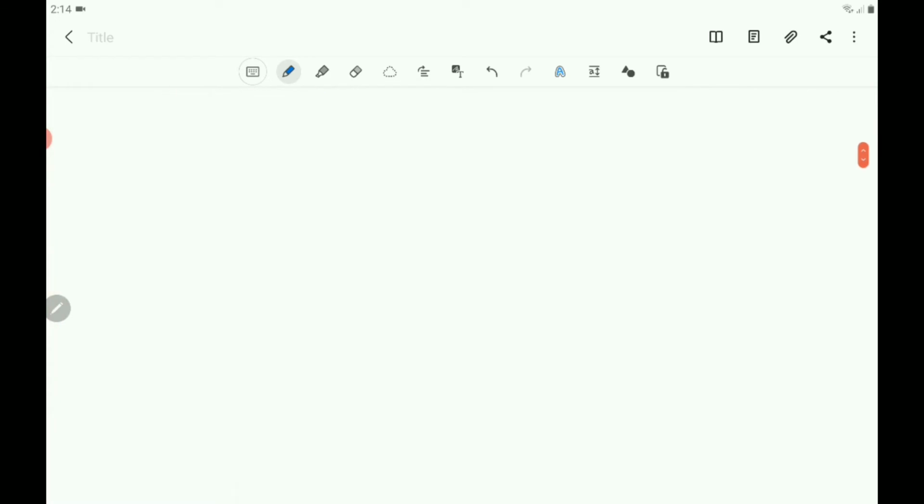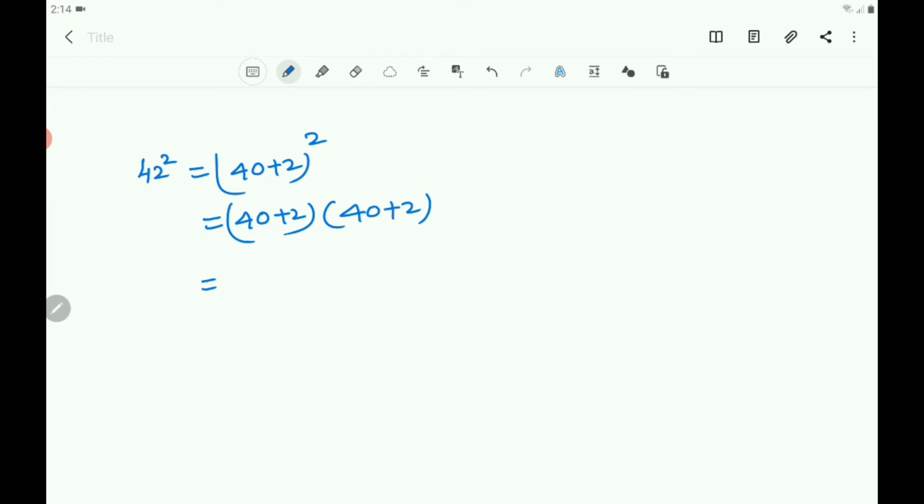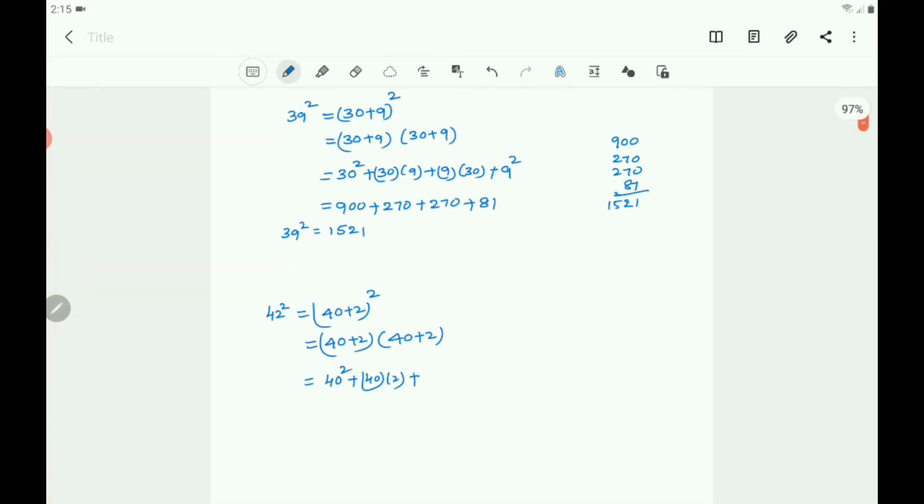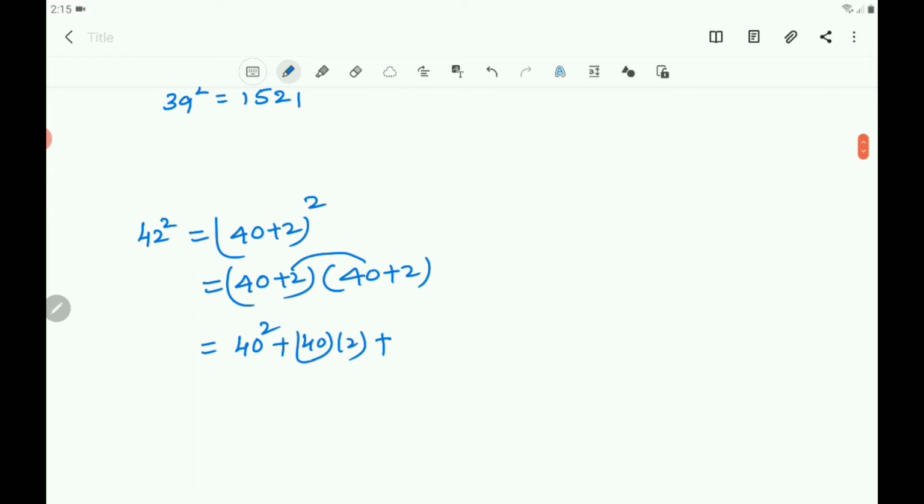Next you take one more example: 42 square. 42 is 40 plus 2. 42 square equals 40 plus 2 whole square. Again, 40 plus 2 whole square means 40 plus 2 into 40 plus 2. Then you do the term by term multiplication, that is, 40 into 40. 4 fours are 16 and 2 zeros here. Also you can write it as 40 square. 40 square plus 40 into 2. Then you multiply 40 plus 2 by 2, so it is 2 into 40, plus 2 into 2, which is 2 square.